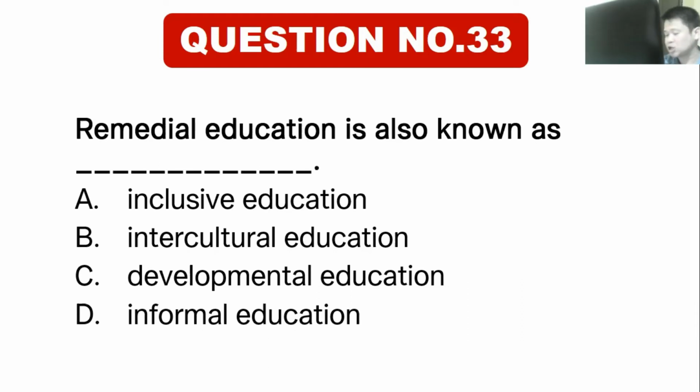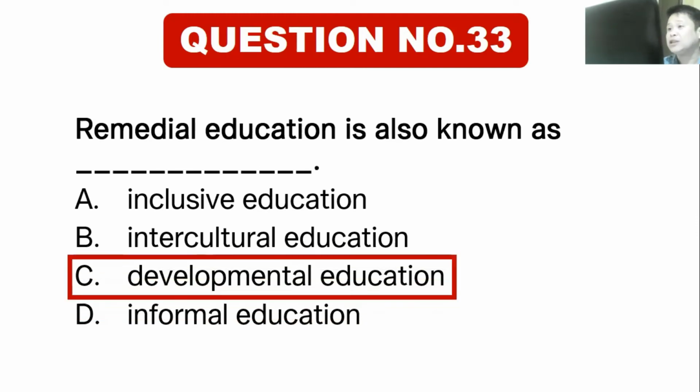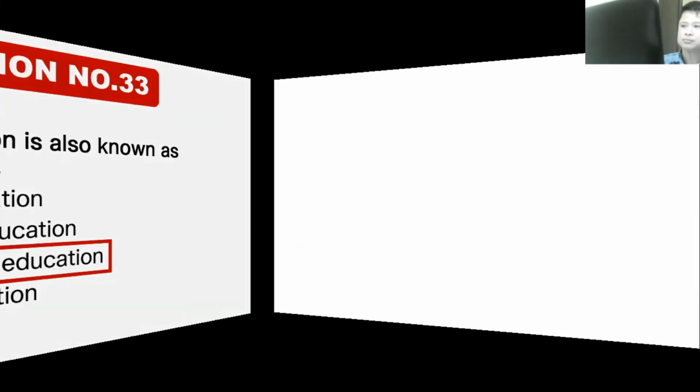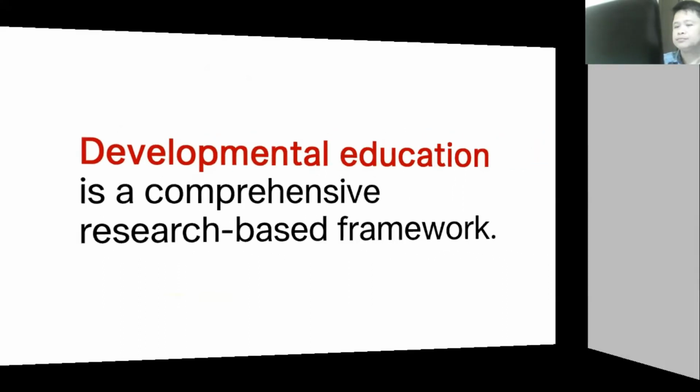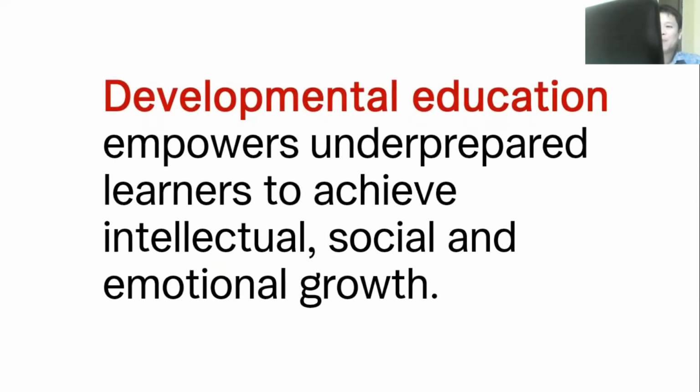C, developmental education. D, informal education. The correct answer is letter C, developmental education. Remedial education is also known as developmental education. Developmental education or remedial education includes instruction, coursework, tutoring, personal counseling, career counseling, academic advisement, and others. Developmental education is a comprehensive, research-based framework. Developmental education empowers underprepared learners to achieve intellectual, social, and emotional growth.